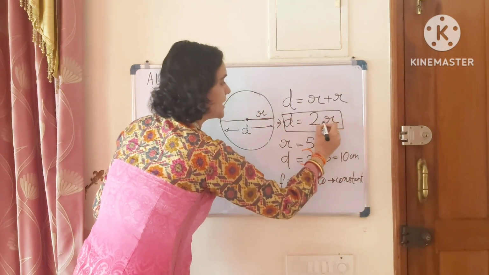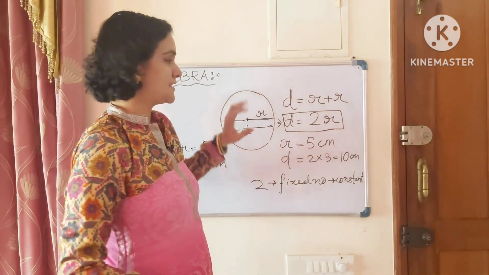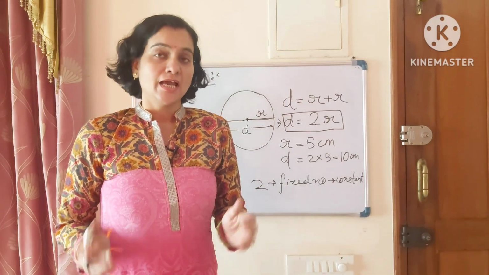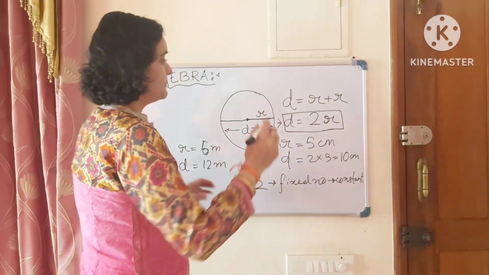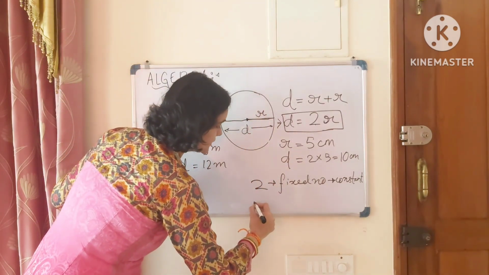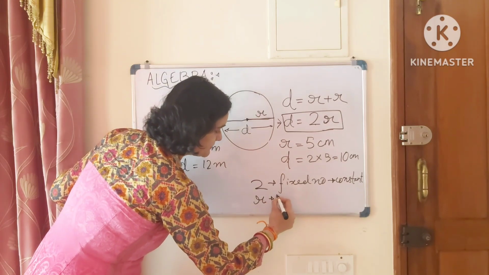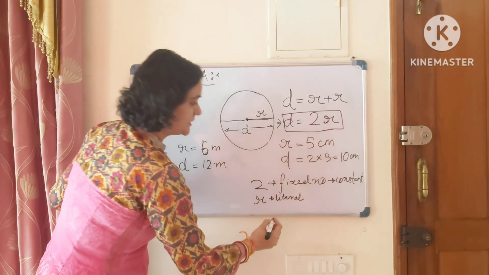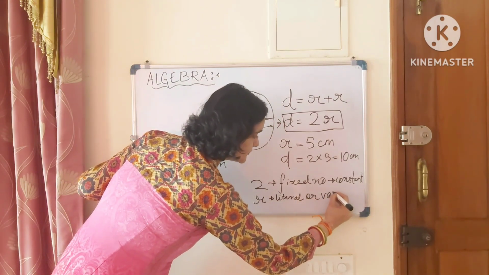But this radius r, this value will change according to the size of the circle. If the circle becomes smaller, the value of the radius will change, and if the circle becomes bigger, then accordingly the radius value will change. So radius r is called a literal because it is represented by a letter r. It is called literal or variable.